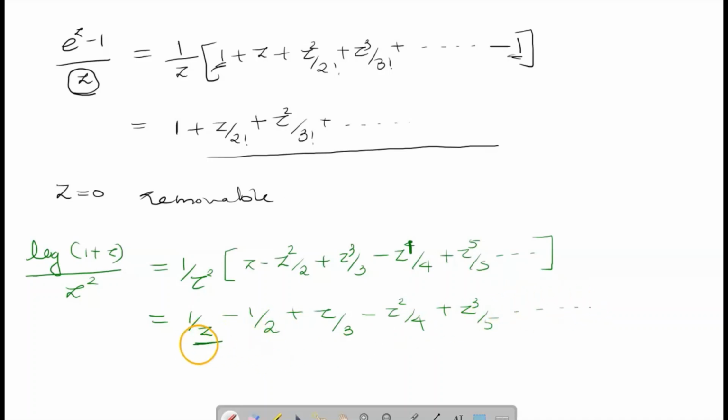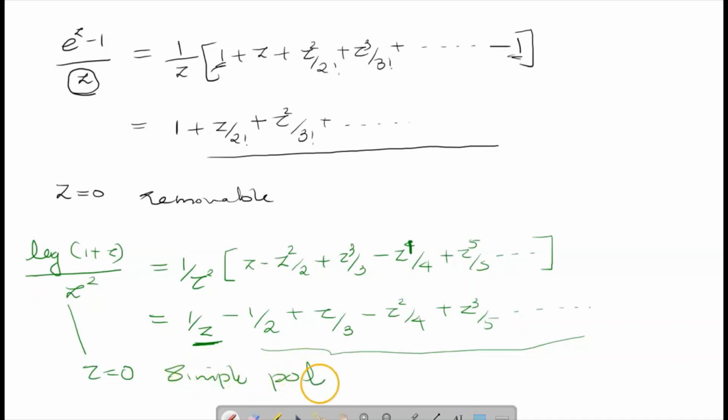So, this is the only term containing a negative power of z. All others are non-negative powers. So, that means here the singularity is z equal to 0, and z equal to 0 is a simple pole. That means a pole of order 1.